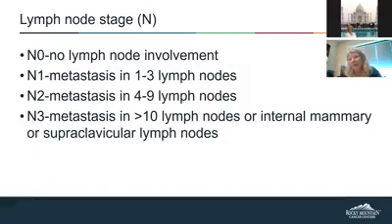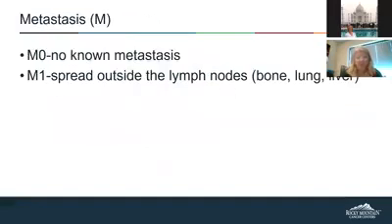So the N part of the TNM staging refers to lymph node involvement. N0 would be no lymph node involvement. N1 would be 1 to 3 lymph nodes involved. N2 would be 4 to 9 lymph nodes involved, and N3 would be more than 10 lymph nodes involved, or lymph nodes in other areas than just the axilla or the armpit. And there's lots of different breakdowns of these various nodal stages, but this is, again, just kind of an overview.